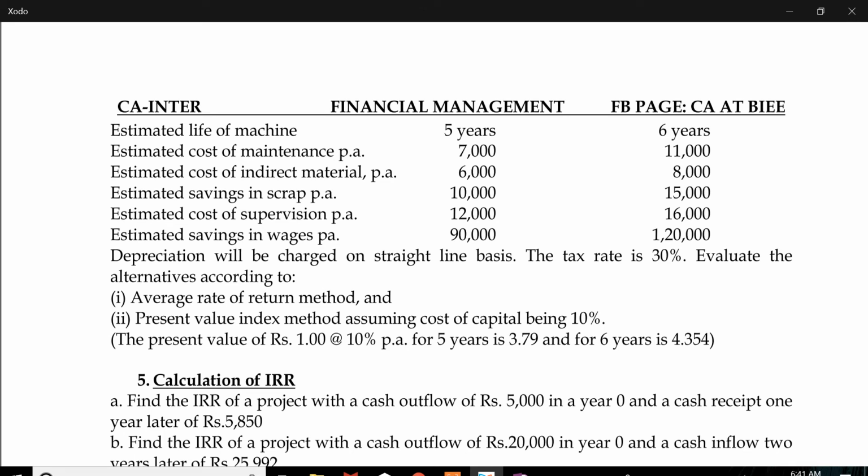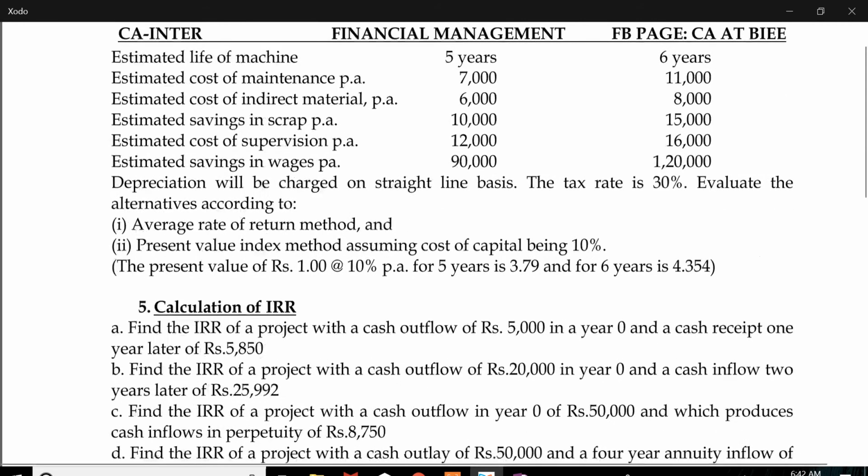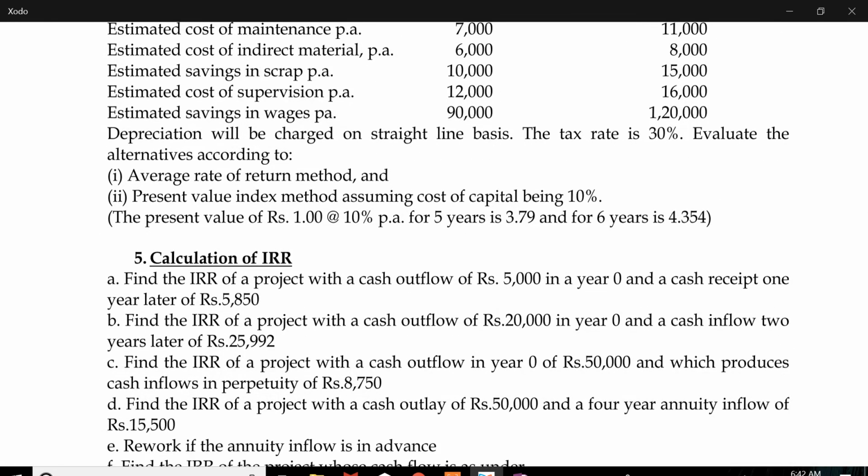Both decisions will ultimately lead to increase in cash flow.